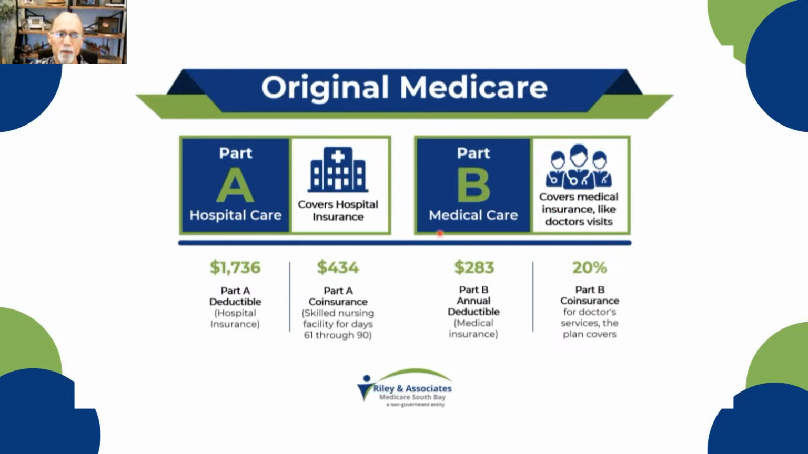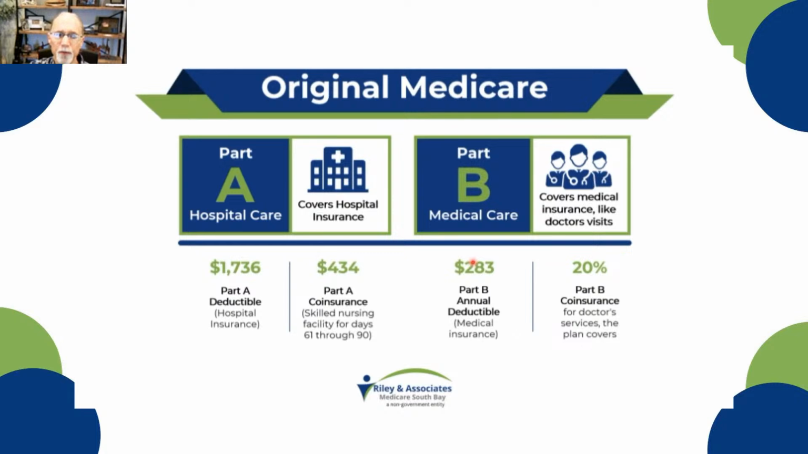The other is Part B. Part B is your medical services. There's a $283 deductible at the beginning of the year for Part B. And once you pay through that on a supplemental, then you're done.